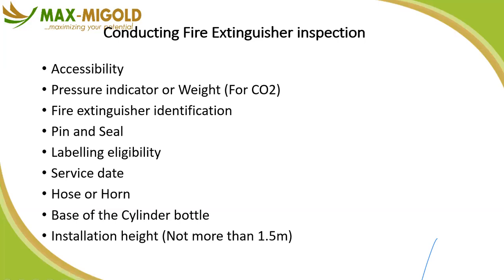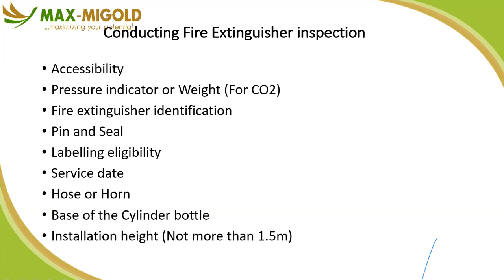I'll make it snappy. Okay. So based on the NFPA standard, if you want to inspect a fire extinguisher, this is what you need to do. Check that the extinguisher is actually accessible. Check that the pressure gauge or the spindle is on the green for DCP, and for CO2, ensure that the extinguisher is actually heavy. So check for the weight of the extinguisher.